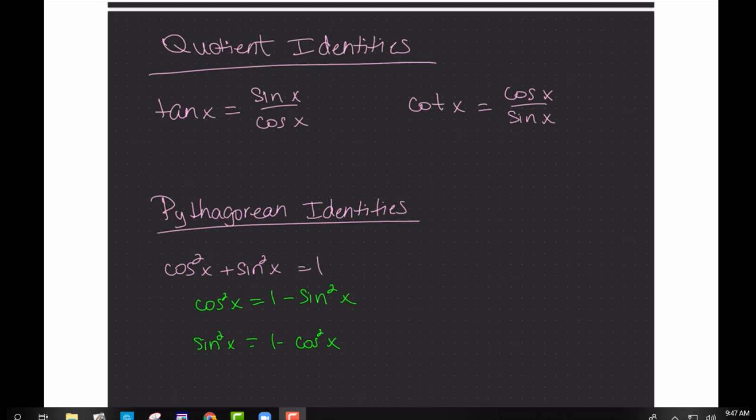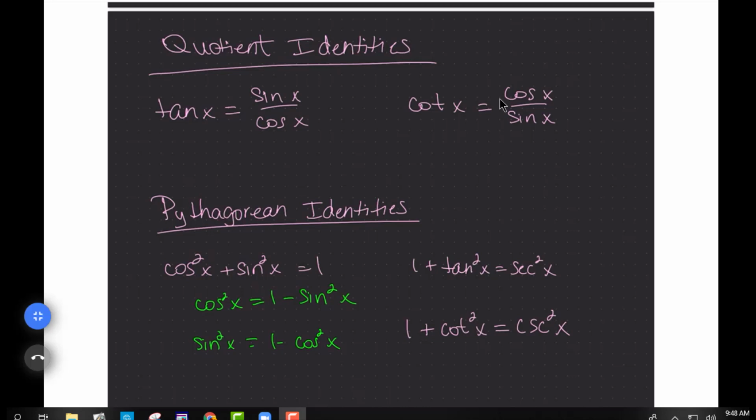The one was 1 plus tangent squared of x equals secant squared of x. And this third one would be 1 plus cotangent squared of x. See if you can use some critical thinking skills. What do you think that one's going to equal? Yep, cosecant squared of x.